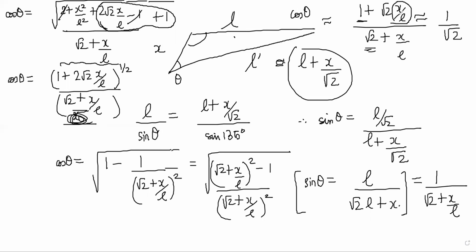You understand what I'm saying? X by L is small compared to 1, and similarly it is small compared to root 2. So it is close to 1 by root 2. So what we are getting is this force and this force are kx by root 2, and these thetas, cos theta and all, is 1 by root 2.